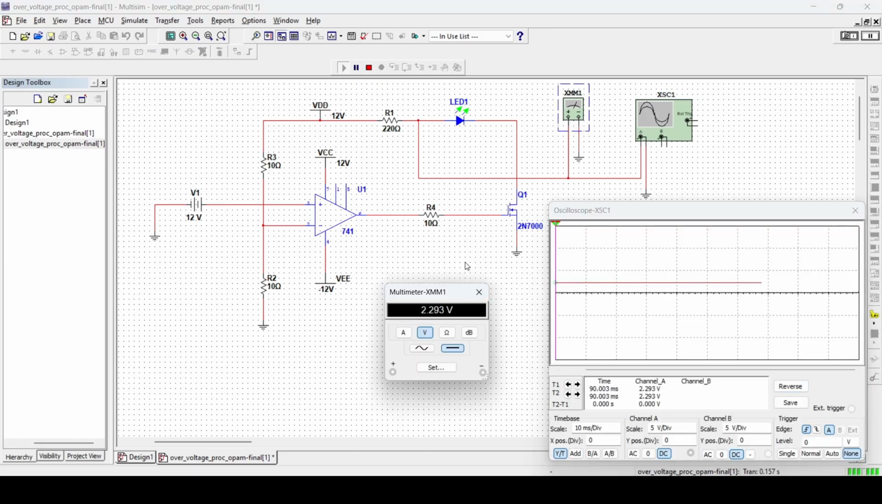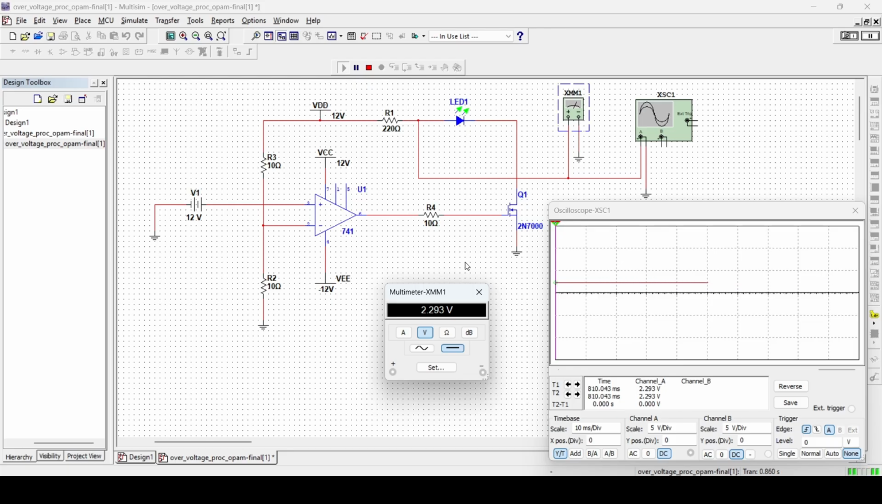So here we get the output. You can see the multimeter reading. The current op-amp output is 2.293 volts. This means the input voltage is close to the reference point. Here on the oscilloscope, we see a flat line at around 2.293 volts also, indicating that the op-amp is in transition mode. If I slightly increase the input voltage, watch what happens.